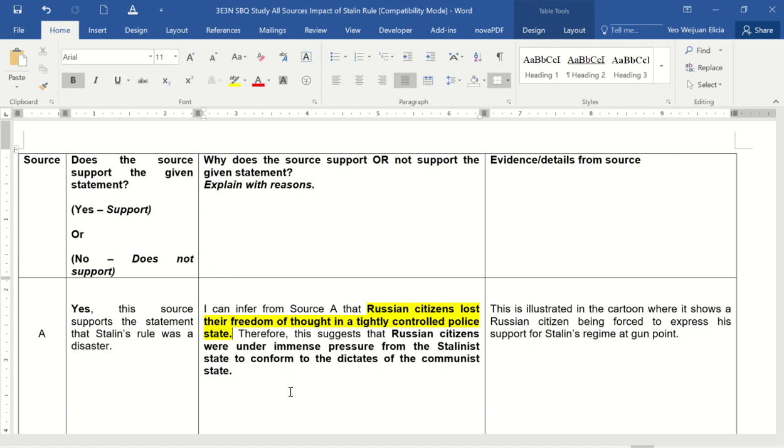Yes. And that is why you see, in the first column, this source supports the statement that Stalin's rule was a disaster. Then you go on to explain why. So it's like inference. I can infer that Russian citizens lost their freedom of thought. And of course, your evidence from the source.